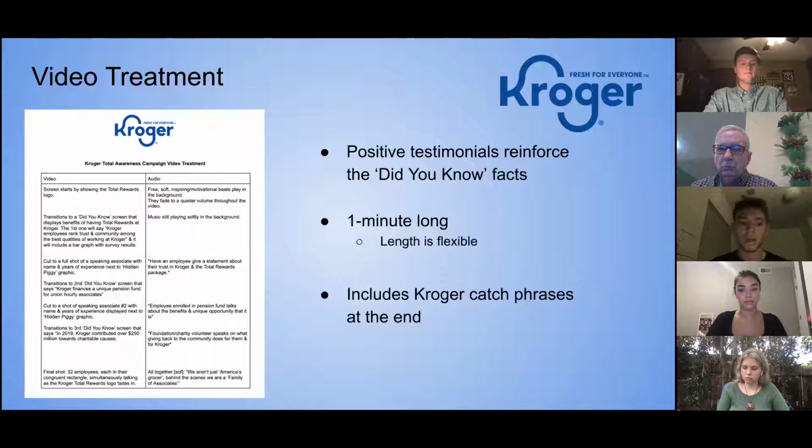And so at the end, we had this idea to bring together 32 employees or so, which would all correspond to the equivalent rectangle on the screen, that then a Kroger logo pans over, and then the Total Rewards logo pans over, and they all get together and they all say, "We aren't just America's grocer. Behind the scenes, we are a family of associates."